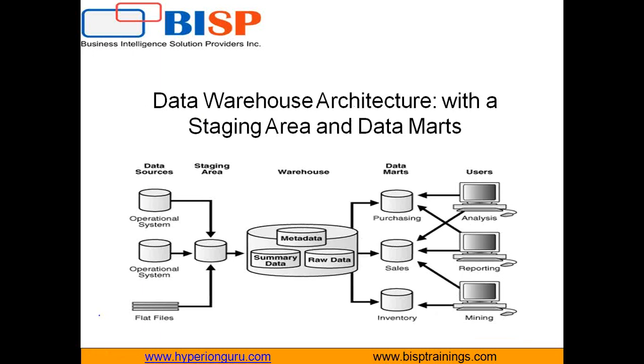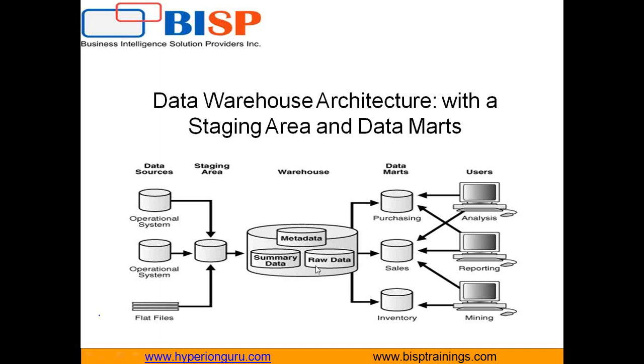Now, we know what is a data mart, right? So here you can see that the data is there in the source system. It is processed into the staging area and then to the data warehouse. And from the data warehouse, the data are split into three different data marts. Now here you can see there is a purchasing data mart, there is a sell data mart, and an inventory data mart.